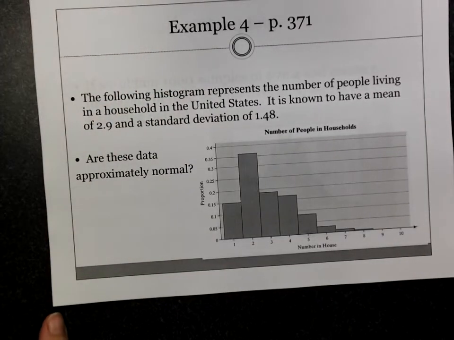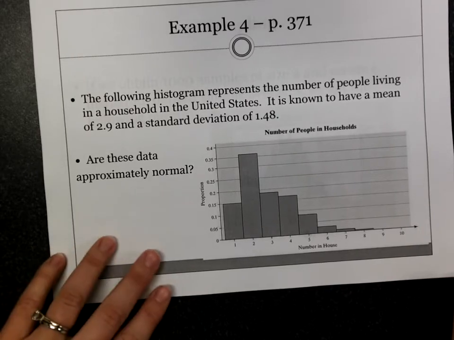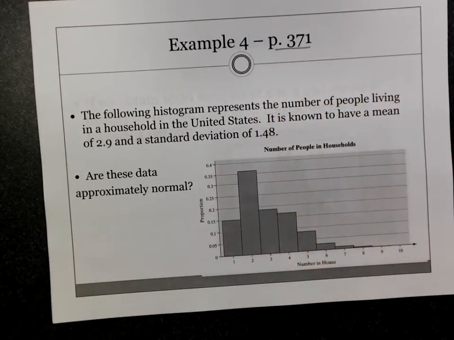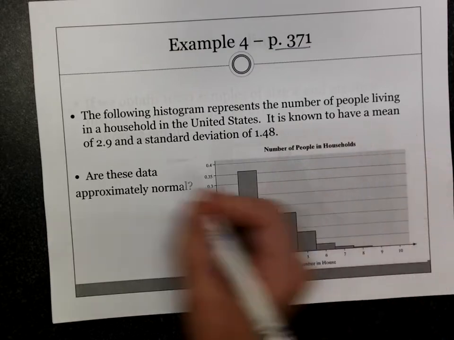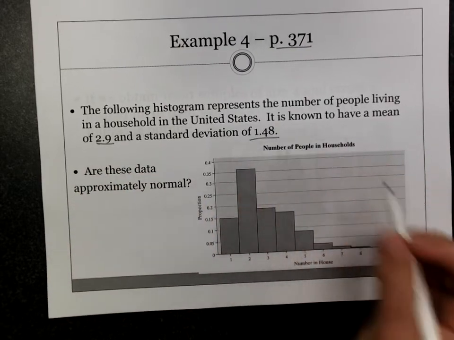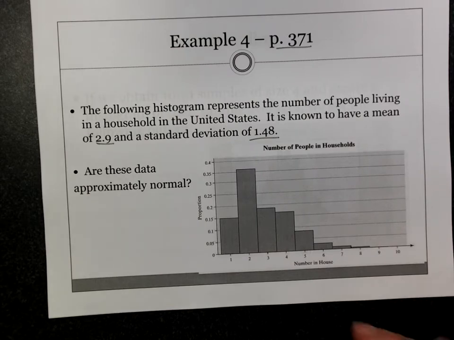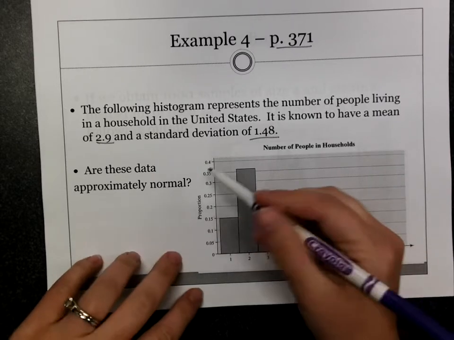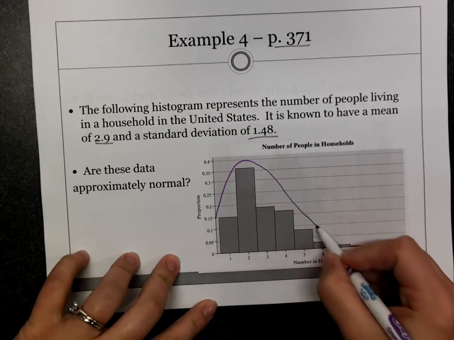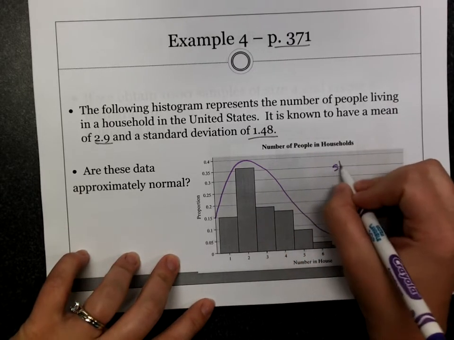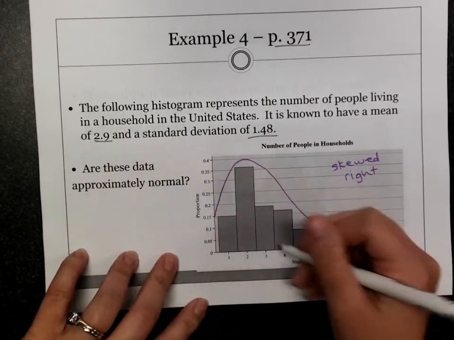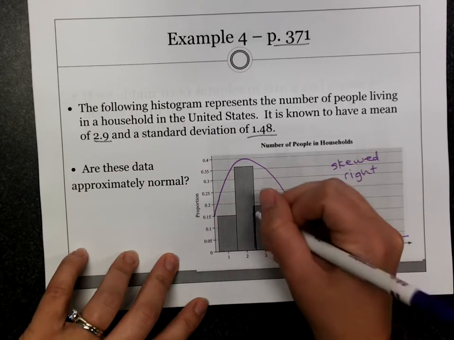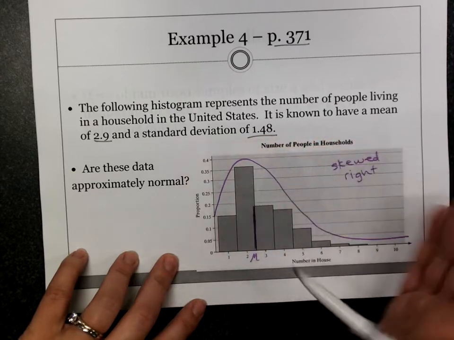Then the question becomes, what happens if the population is not bell-shaped or not normal? So this is example 4 on page 371. This histogram represents the number of people living in a household in the United States. It is known to have a mean of 2.9 and a standard deviation of 1.48. So if we look at this histogram, hopefully you can immediately recognize that the majority of the data are on the left and it trails off to the right. So this is a skewed right distribution. It still centers around 2.9, which is somewhere in here. There's your mean, and your standard deviation is about 1.5.